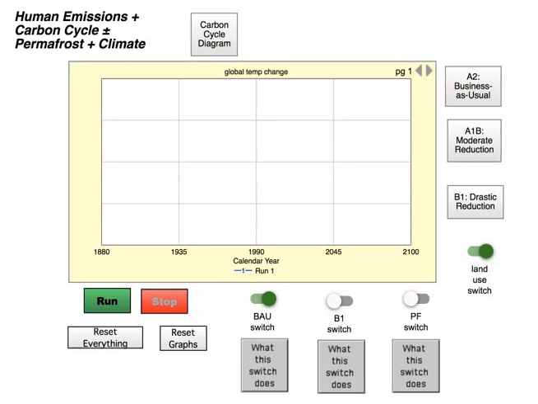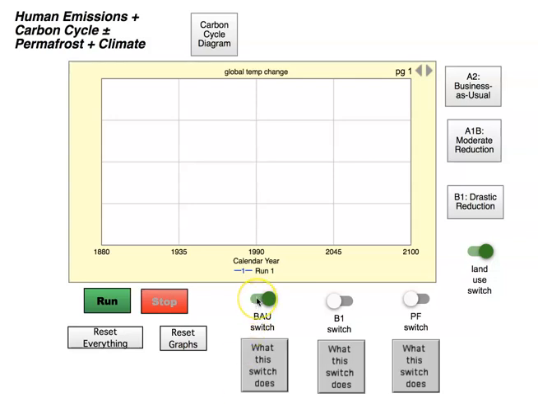Hi students, this is the model for step two, the second part of the lab, and I want you to familiarize yourself with this model before you get started. So basically what we have here are three different switches down the bottom that I'm going to explain. And we have the scenarios up here on the right side and the carbon cycle model, which is basically the same model as we used in the first part of the lab. So let me explain these switches.